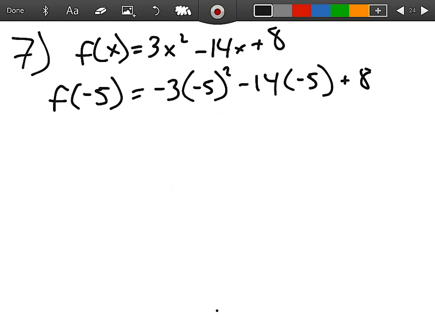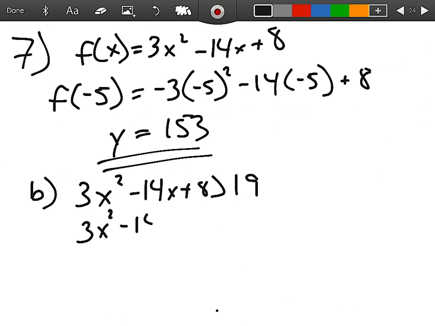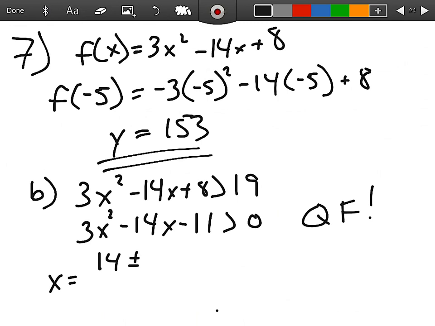So your answer there, to save y'all the torture of me calculating it, is y equals 153. For the B version, they're asking you to solve for x if y is more than 19 and draw the graph. So if 3x squared minus 14x plus 8 is greater than 19, well then you have to bring over your 19 and get everything greater than 0. And the reason we equate it to 0 is because we can use the quadratic formula. And you get x is equal to 14 plus or minus the square root of 328 all over 6.